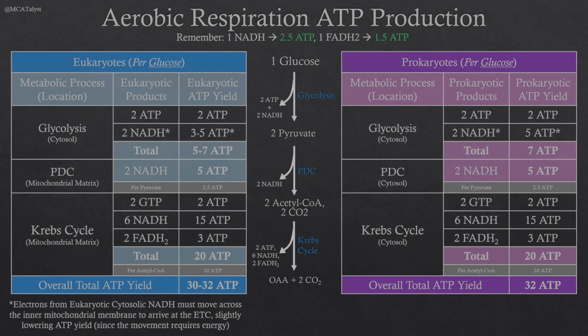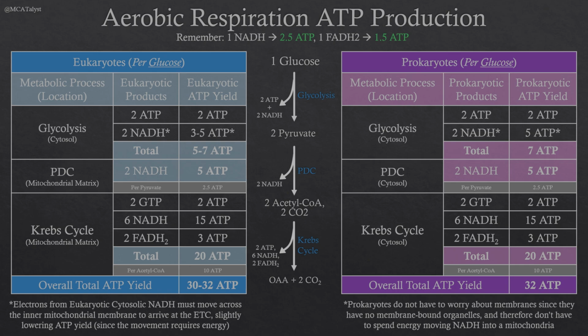Prokaryotes, however, they do not have any membraned organelles. They do still have organelles, like they have ribosomes and random things like that, but they don't have membraned organelles. And they also don't have mitochondria. So because of that, everything is just going to happen in the same place in prokaryotes. It's all going to happen in the cytosol.